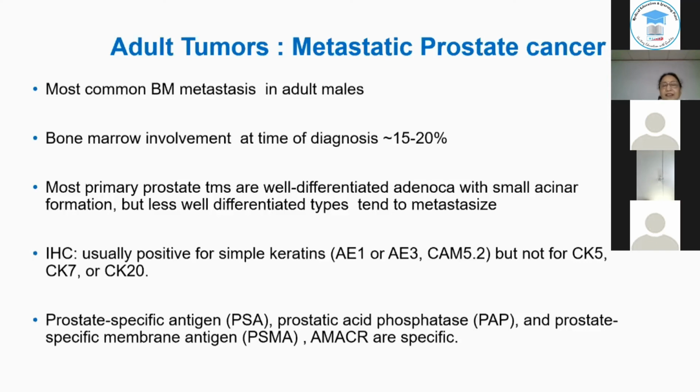IHC, like positive, but these are negative for CK5, CK7, or CK20, and the special stains which you should use are PSA or prostatic acid phosphatase or prostate specific membrane antigen, which are specific.